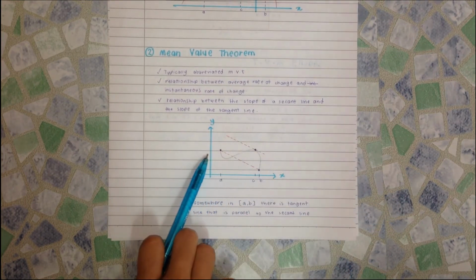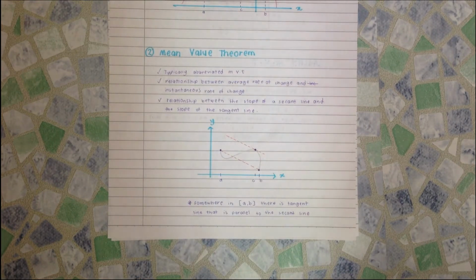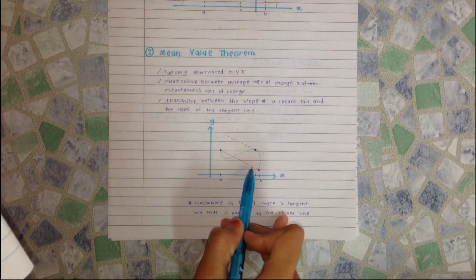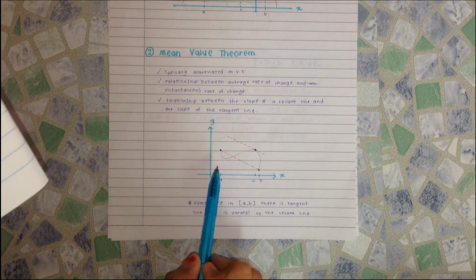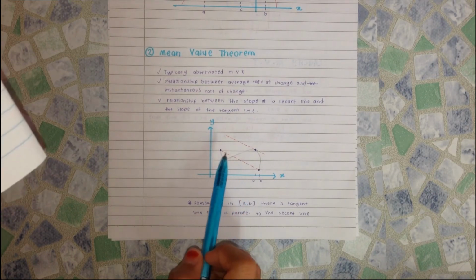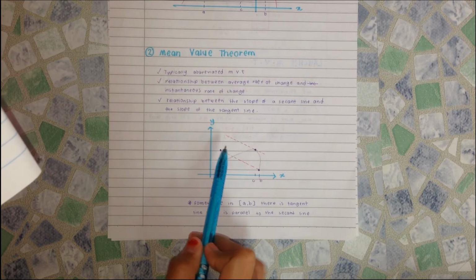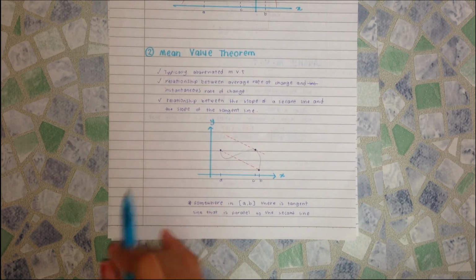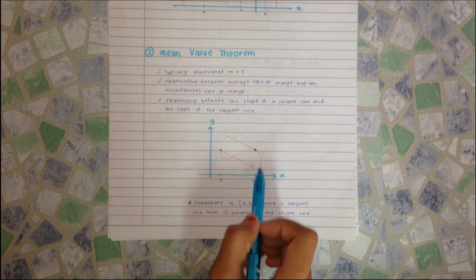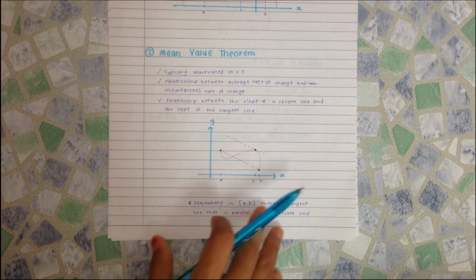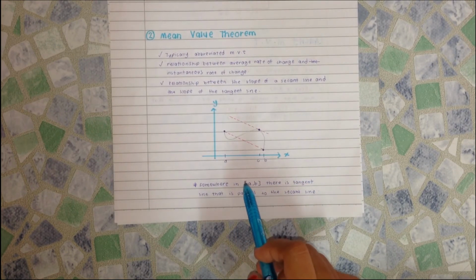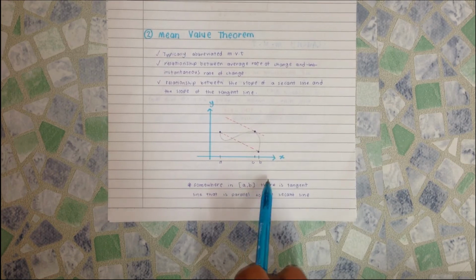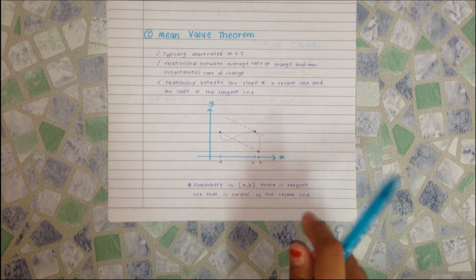So we have a graph here. Suppose we are looking at a function on an interval [a, b]. The line connecting the endpoints, which is the secant line, will be parallel to at least one of the function's tangent lines. In order for this to be true, the function has to be continuous and differentiable on the interval. So we can see that somewhere in interval [a, b], there is a tangent line that is parallel to the secant line.